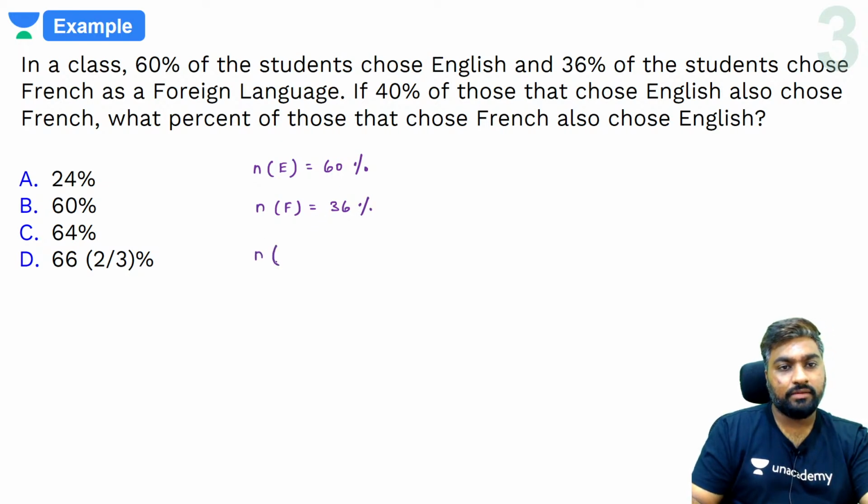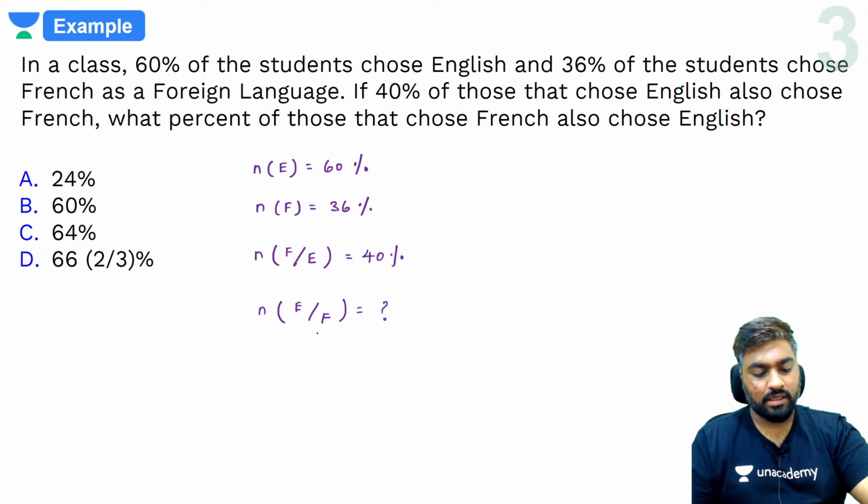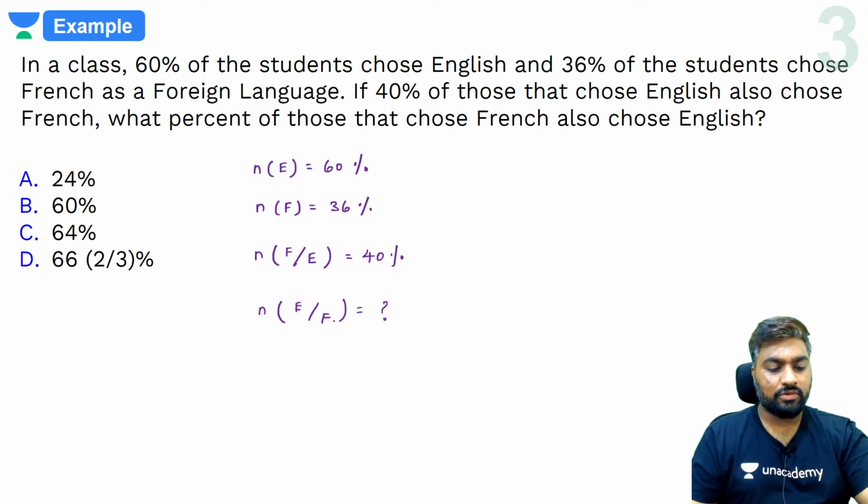Now what are they saying? Number of people that choose English also chose French. That means जिन्होंने already English choose कर लिया है उन्होंने French choose किया. That is how much? 40%. What are they asking from us? They are asking number of people who already chose French will all again choose English. ये अपने को ढूंढना है. How much is this? Directly use Bayes theorem, खत्म हो जाएगा ये question.